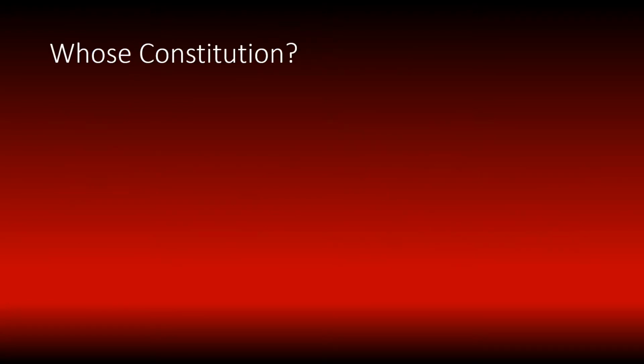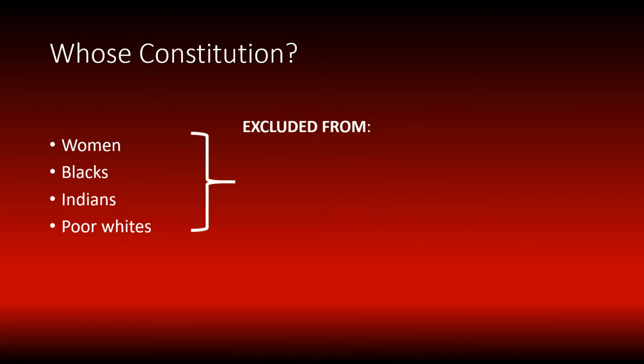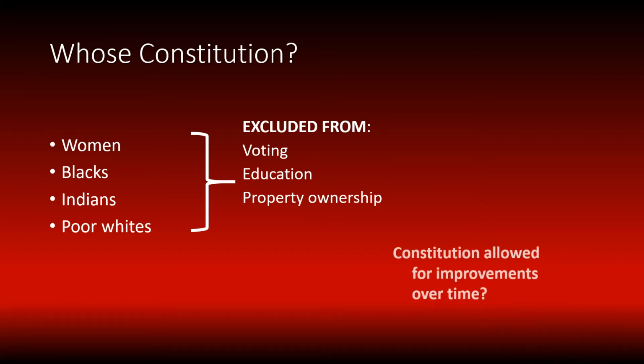Now, many of you are dealing with the question, whose Constitution is this? Who did this work for? If you think about it, women, African Americans, Indians, and poor whites really were kind of left out of this. They were excluded from voting, they were excluded from educational opportunities, and they were excluded from property ownership in almost every single case. The Constitution did nothing to fix this or amend this, even though many of them did play a role in the Revolution.